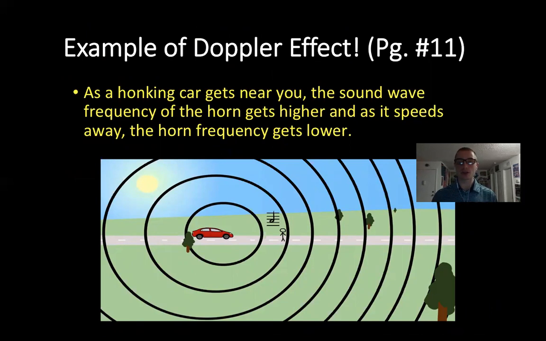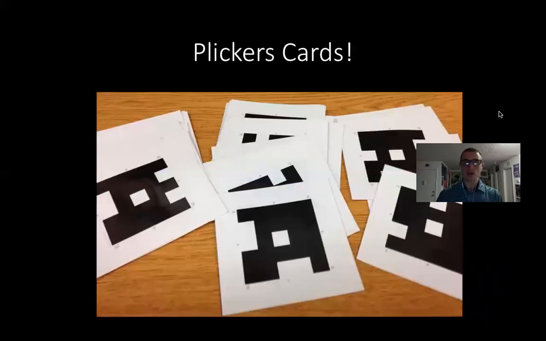But if we look here, we can see as a honking car gets near you, the sound wave frequency of the horn gets higher. And as it speeds away, the horn frequency gets lower. So if you didn't already have that, make sure to add that now as well. Okay, I already mentioned that, so I'm not going to discuss it any longer.